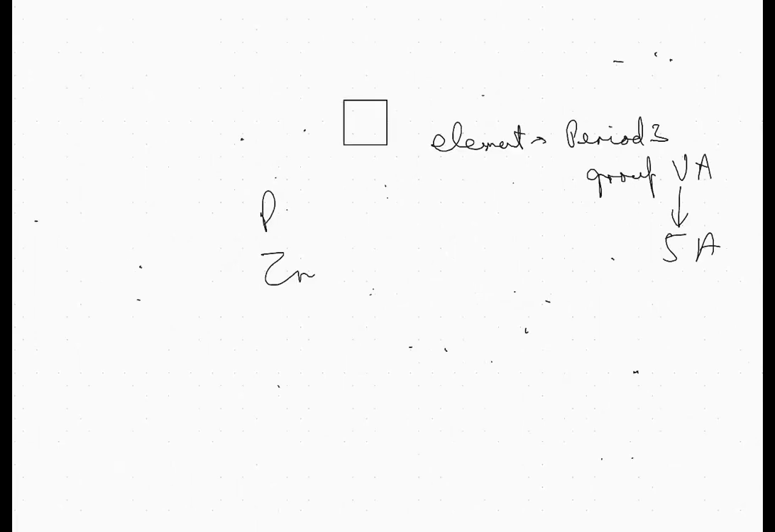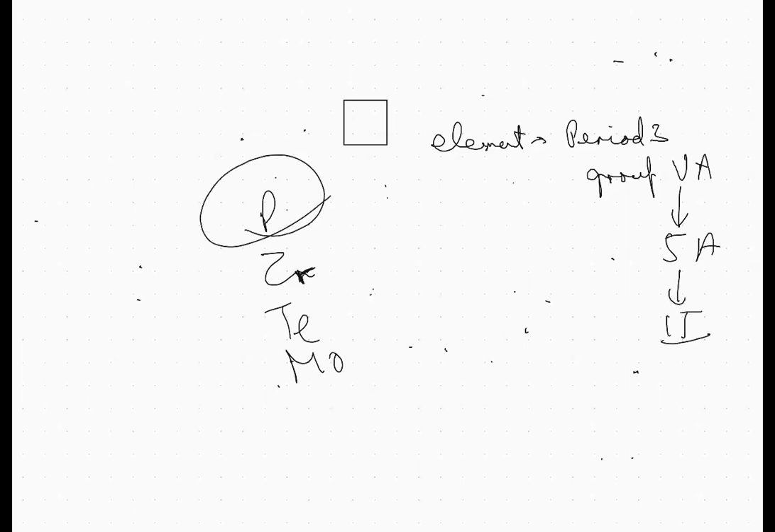Okay, so they are given a list of elements. Is it phosphorus? Is it zirconium? Sorry, not zirconium, tellurium, and Mo, molybdenum. So if you look at, what is it? Period 3. So you go down the period and go to group 5, which means 15, and you will see phosphorus is there. So period 1, 2, 3, you go down the period, and then you go for the 15, then you will see it is phosphorus.